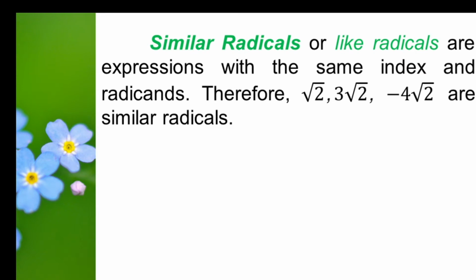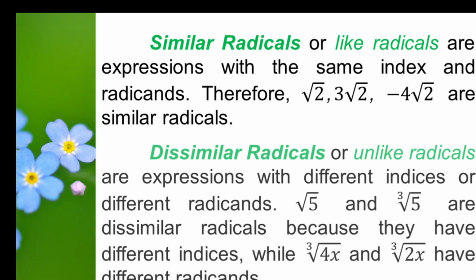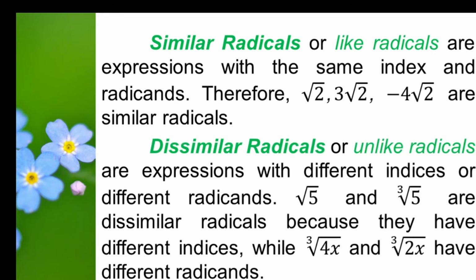Take note that similar radicals, or like radicals, are expressions with the same index and radicands. Therefore, square root of 2, 3 square root of 2, and negative 4 square root of 2 are similar radicals. Unlike radicals are expressions with different indices or different radicands. For example, square root of 5 and cube root of 5 are unlike radicals because they have different indices, while cube root of 4x and cube root of 2x have different radicands.